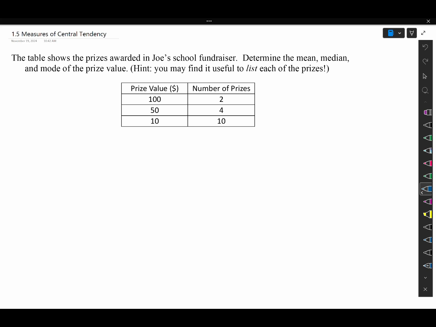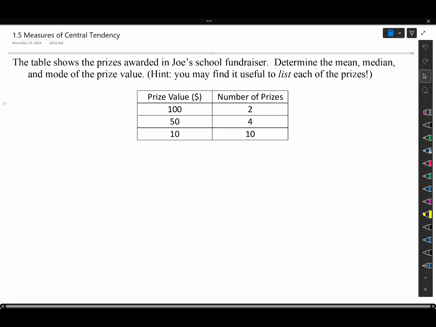Good, another super quick one here. We're just looking at measures of central tendency. That is your mean, median, and mode. You will have learned these a previous year. We are just looking to review and handle a different type of problem here.